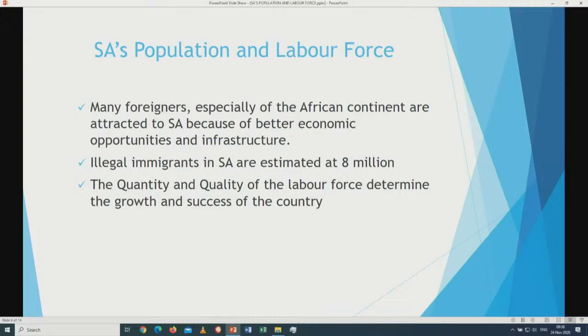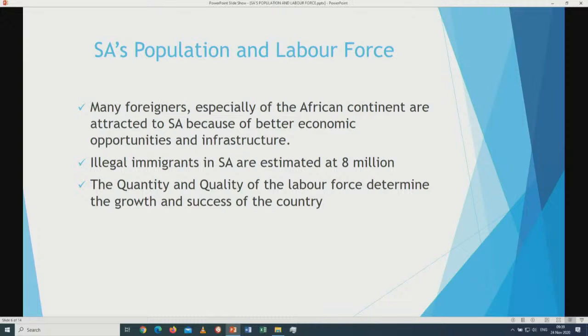Now, the quantity and the quality of the labor force. When we talk about the labor force, we are actually talking about the economically active population. We are talking about the labor of the country, which consists of people who are working and who are still looking for employment. So the quantity, meaning the number of the labor force, as well as the quality of the labor force, determine the growth as well as the success of the country.